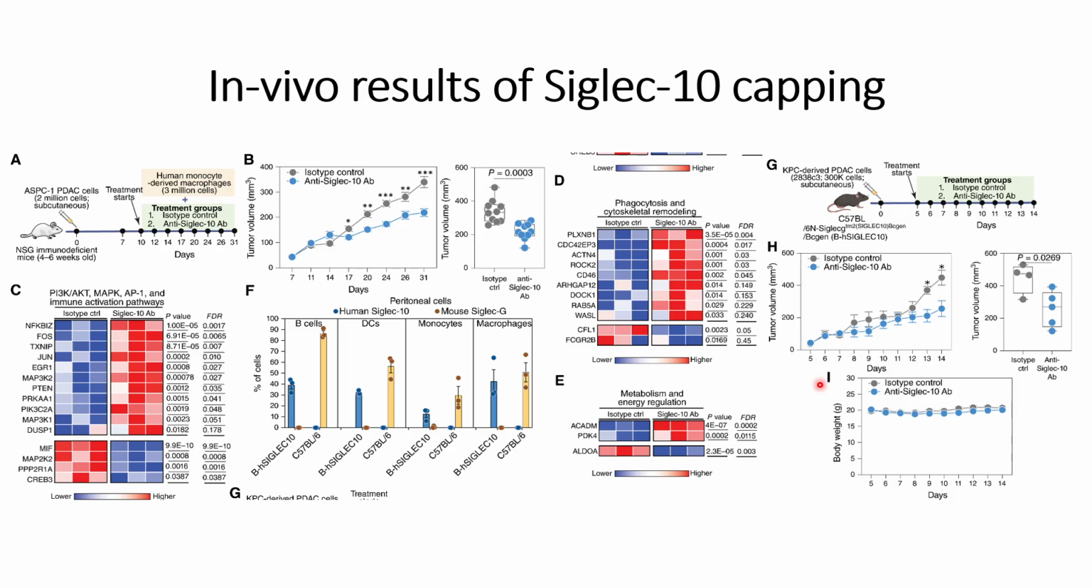From all these results and the previous results, they concluded that Siglec-10 could be a potential therapeutic target that can be used to enhance the immune response against pancreatic tumors, and at the same time it will also suppress tumor proliferation, as is evident from both of these in vivo studies. This is what they finally conclude: that Siglec-10 could be a potential immunotherapeutic target to suppress tumor growth.